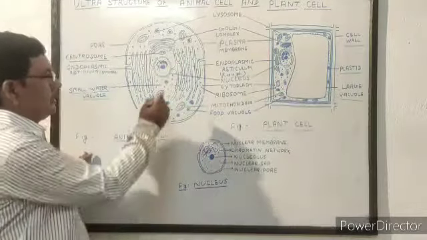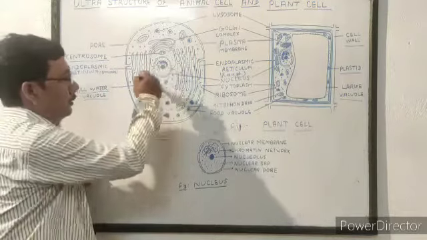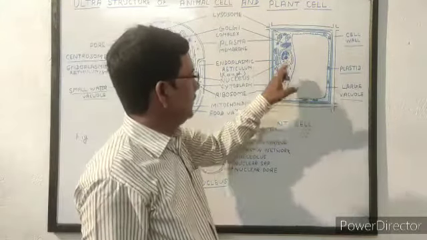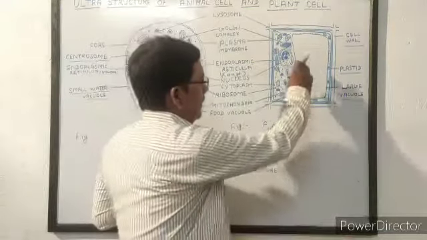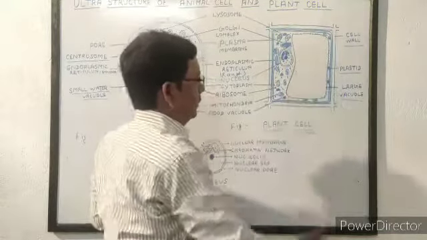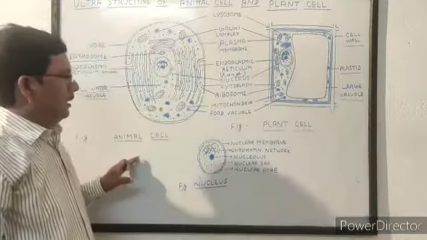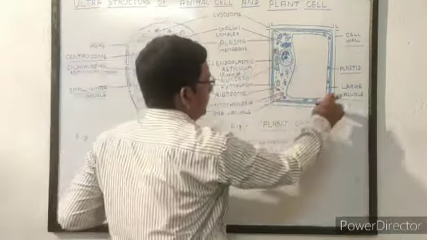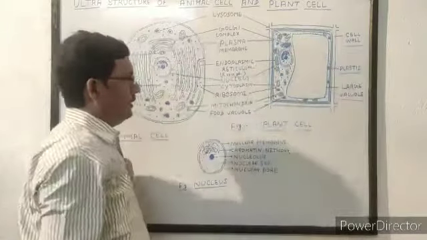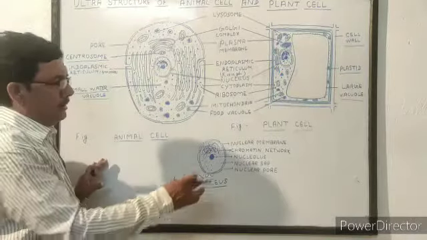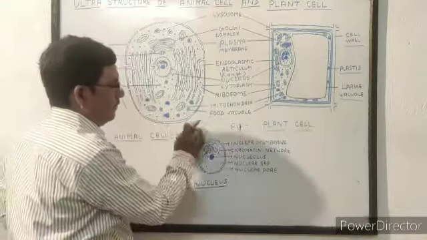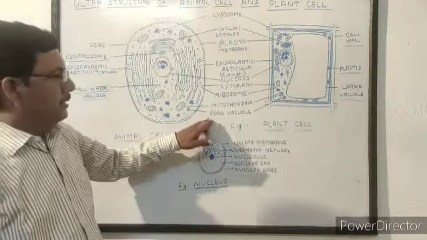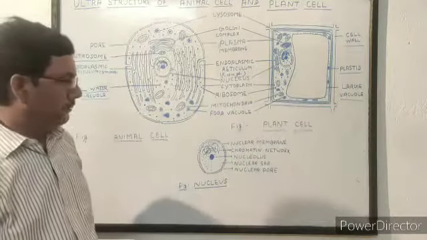In animal cell, there is a single central nucleus. In plant cell, nucleus is pushed aside due to presence of single large vacuole. And due to presence of cell wall, the plant cell is rigid and hard. Cell wall is absent in animal cell but present in plant cell. So these are the basic differences between plant cell and animal cell.